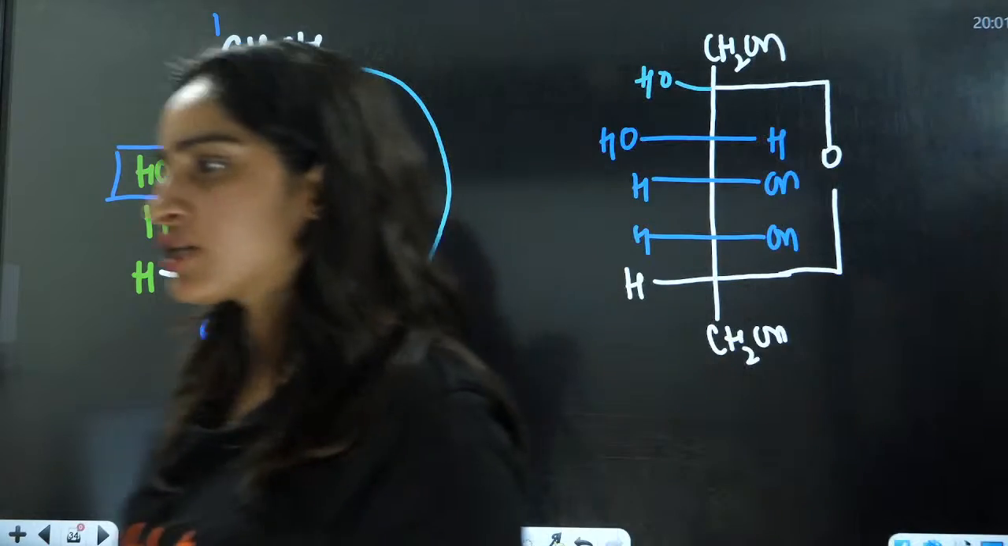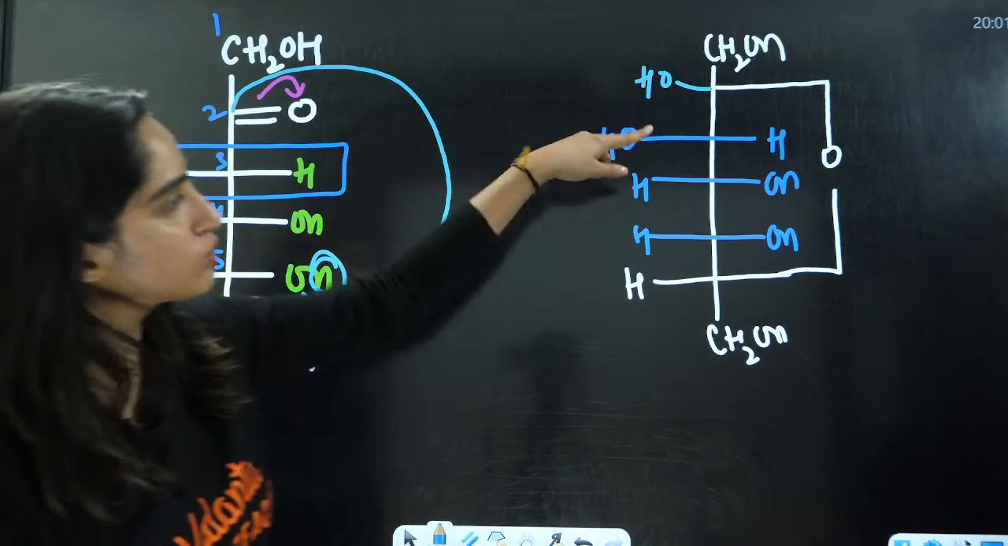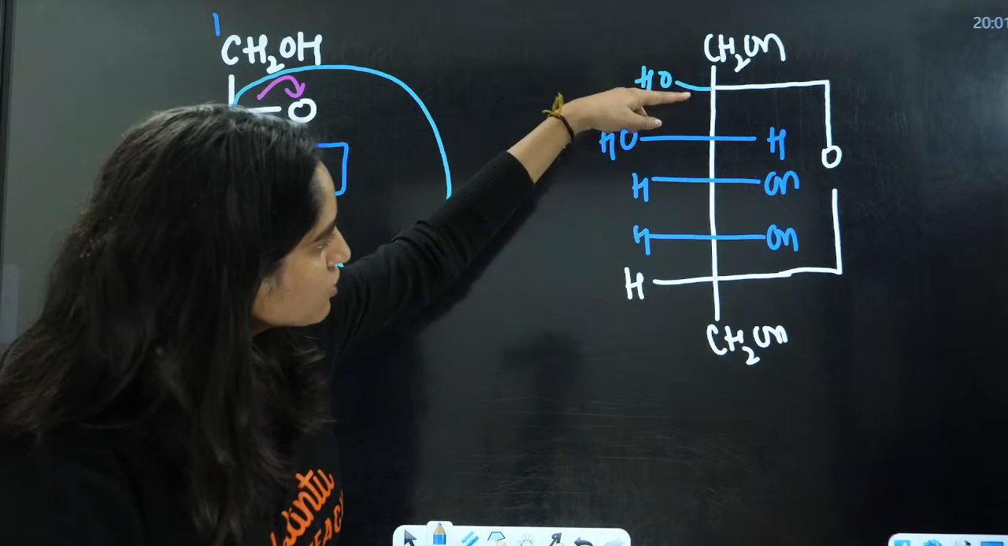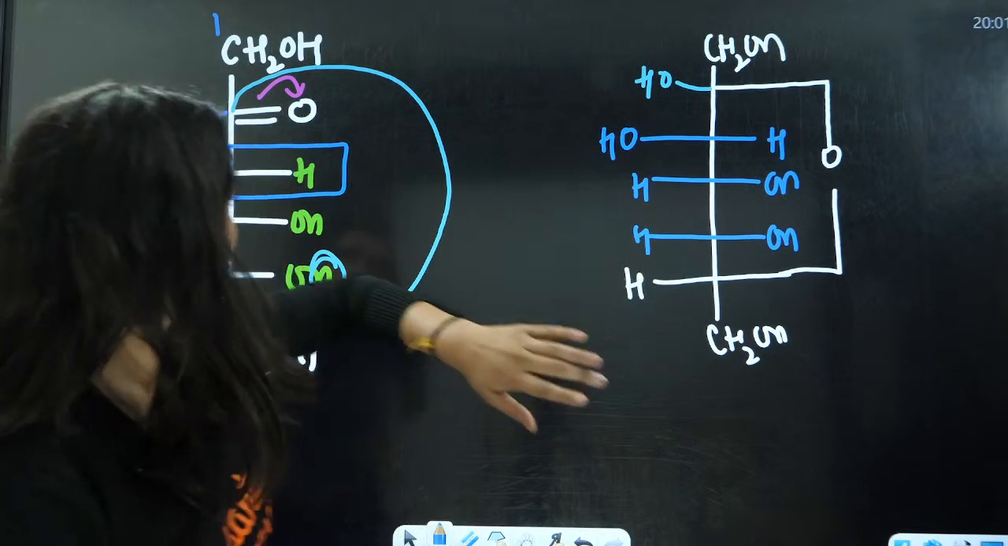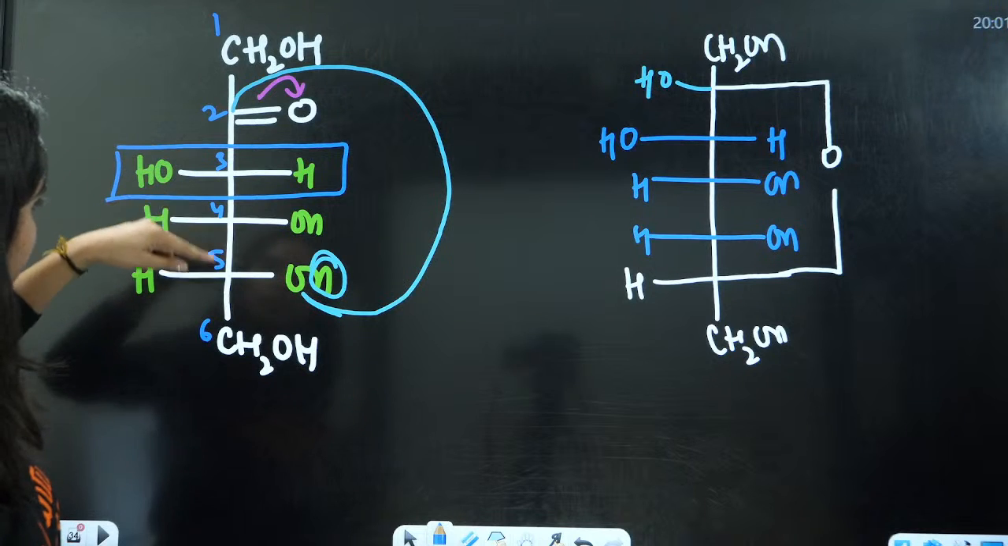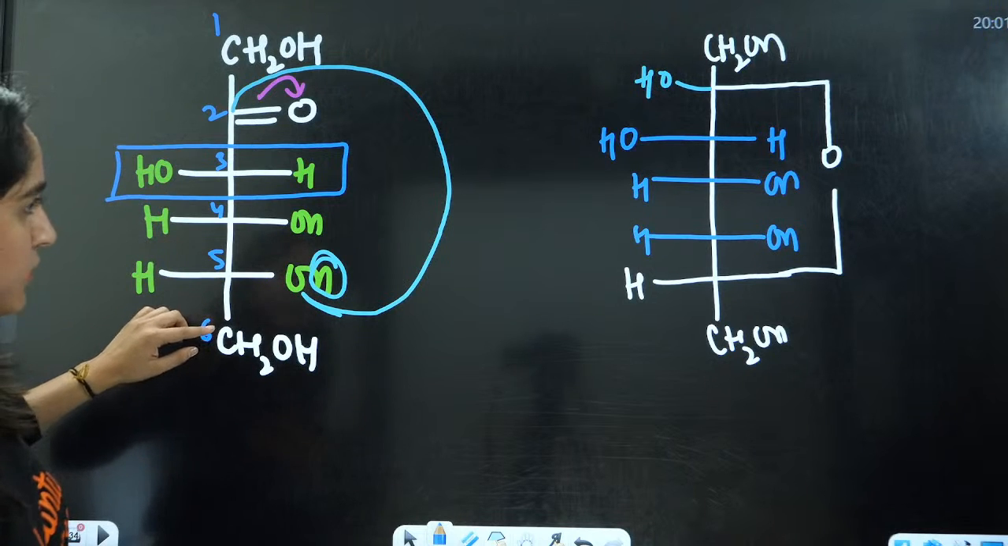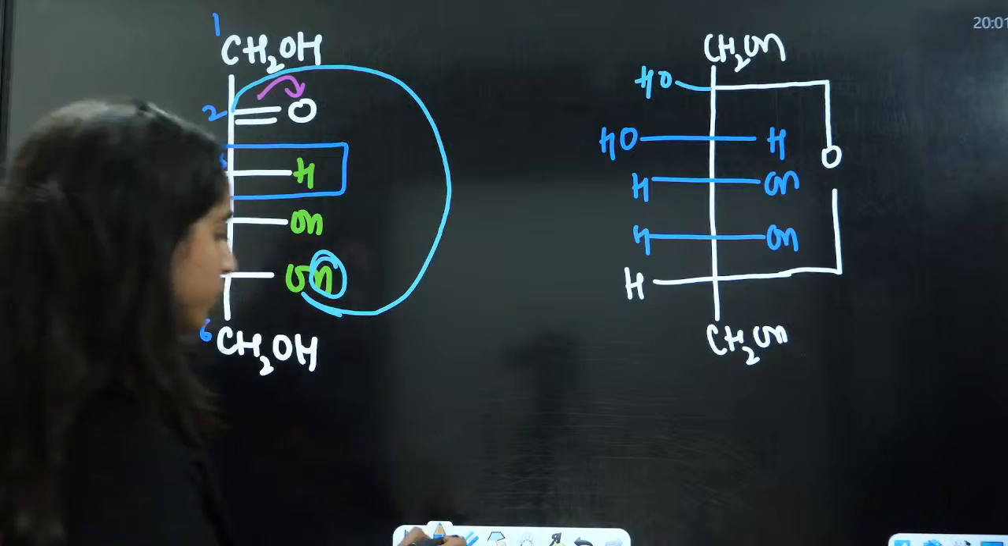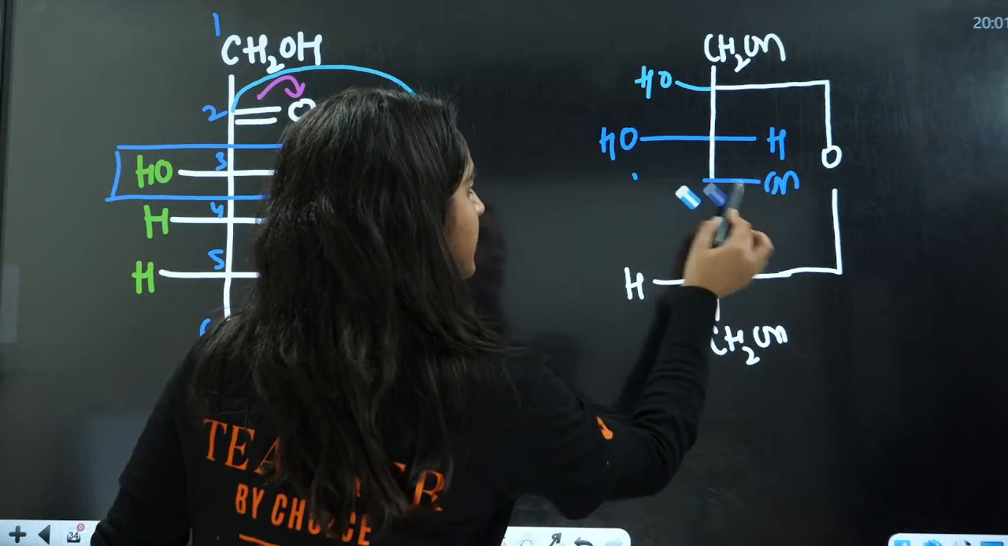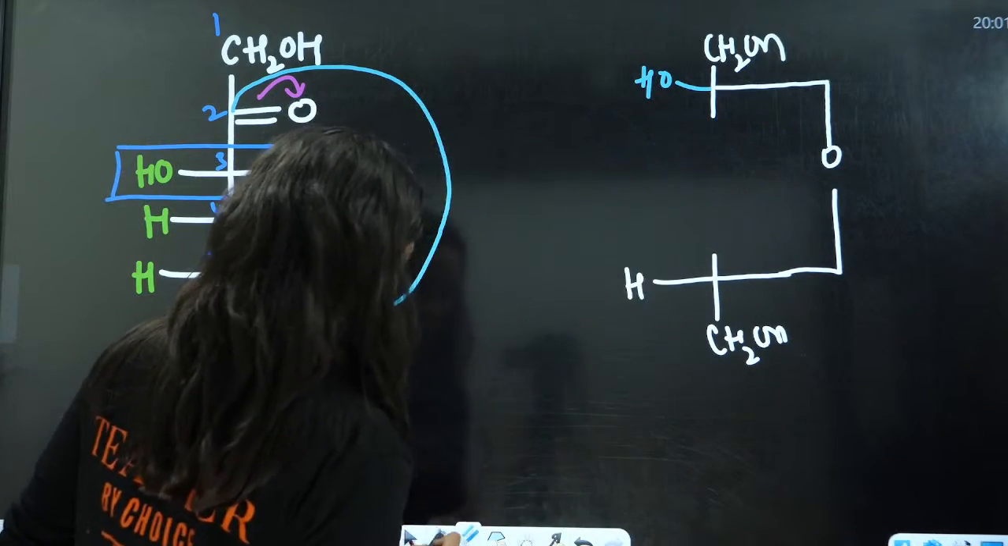Now have you drawn this structure? Yes. 1, 2, 3, 4, 5, 6. What I have done here? Oh. We have done a mistake here.